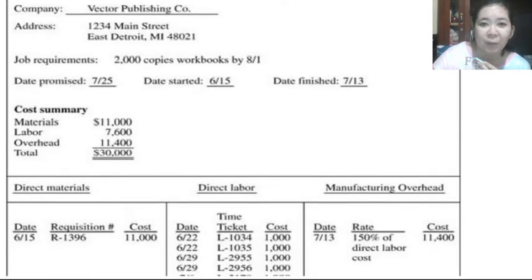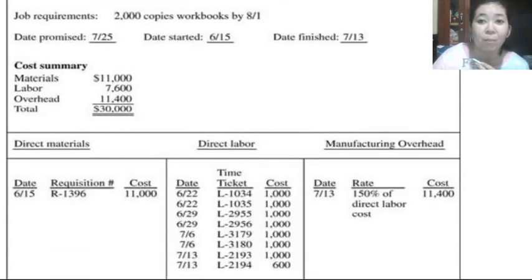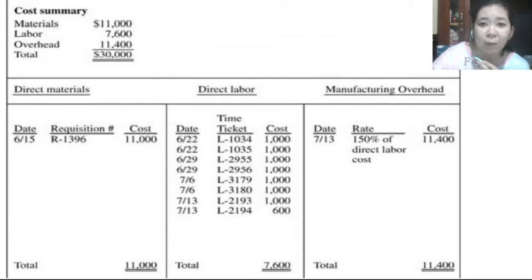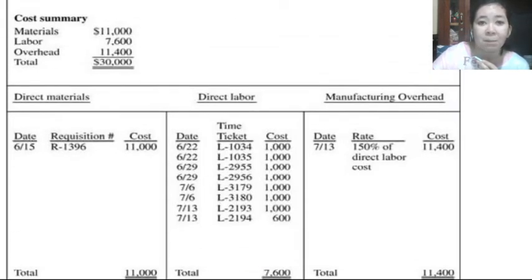Aside from that information, the most important details, or data that we can get from the job cost sheet, are the cost, actually. So we have here the cost summary for our manufacturing cost. We have there the materials, labor, and overhead. Aside from the summary, we also have the specific or detailed items for each of our manufacturing costs.